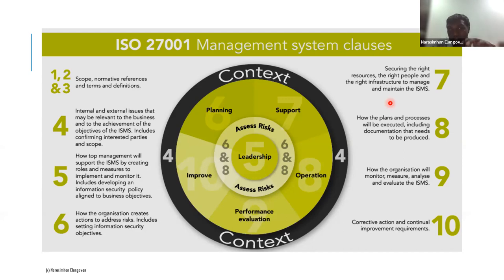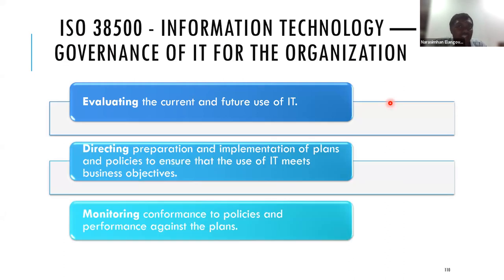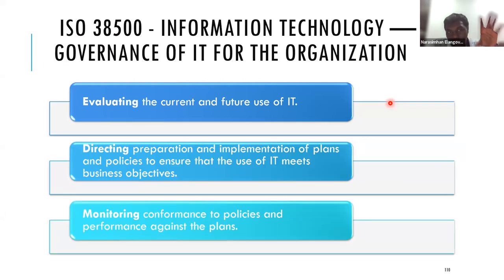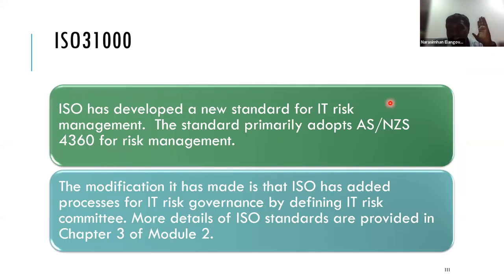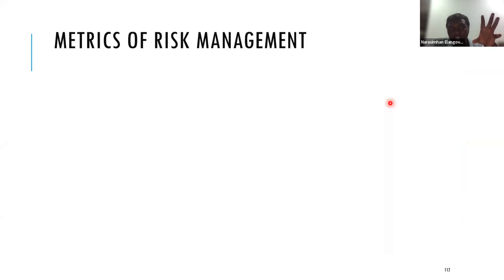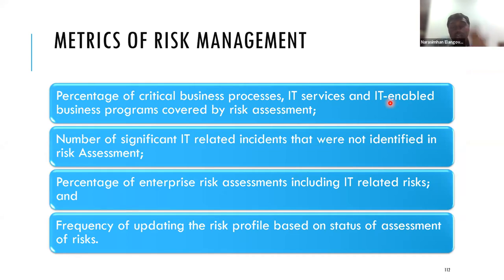If you look into the ISO, first, it's basically a standard. It has clauses 1, 2, 3, which talk about scope, normative references, etc. 4, 5, 6, whatever is there, you can notice this. And towards the end, you have an annexure which has 114 controls, based on which an organization controls; that becomes a framework which they have to implement. We have what is called 38500. This is basically governance, the ISO standard for governance of IT, evaluating the current and future use of IT. Again, you could relate it with COBIT, you'll be able to answer it. ISO 31000 is basically a risk framework or risk management standard, principally evolved from the Australia and New Zealand standard. Very important examination question.